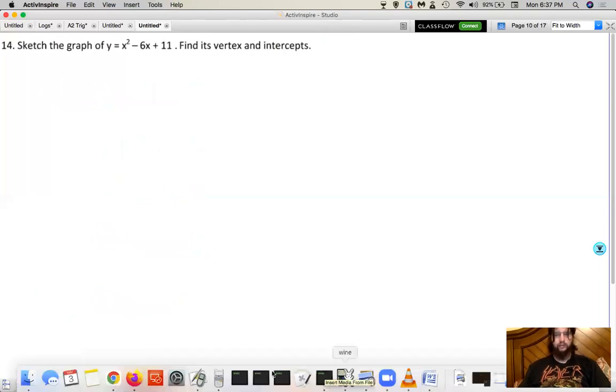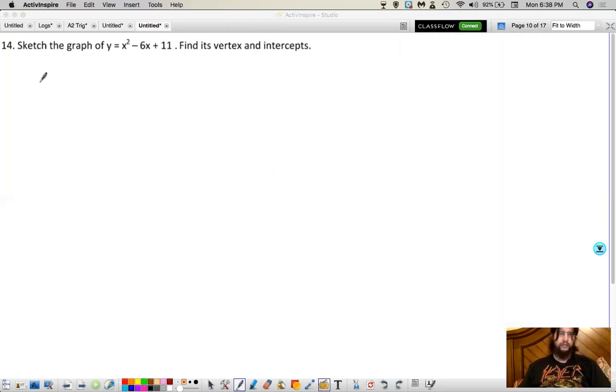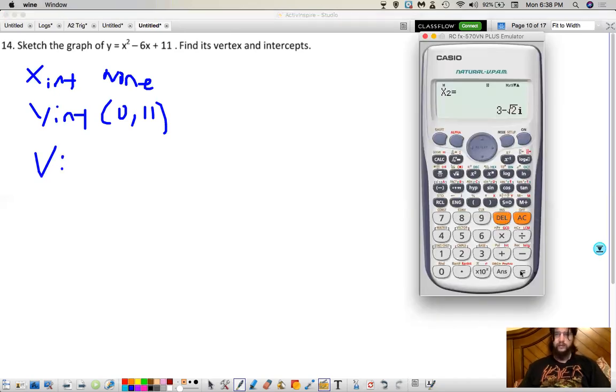Sketch the graph, find its vertex and intercepts. So to do that, I will provide you some graph paper, but for now, let me just do this. Sorry. 1, -6, 11. Intercepts. So x-intercepts, those are imaginary, so there's none. Y-intercepts, easy enough, it's just my constant. Vertex is 3, 2.